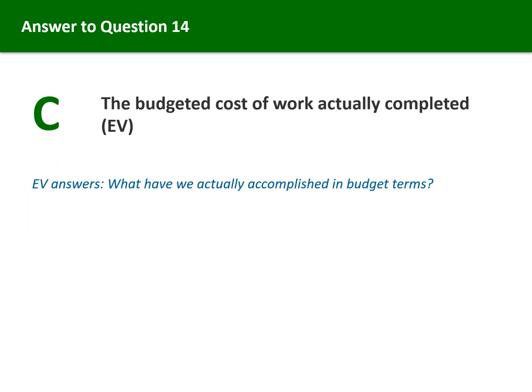The correct answer is C. Earned value, abbreviated EV, represents the budgeted cost of work actually completed. It answers the question, what have we actually accomplished, measured in budgeted cost terms? The critical insight from Eileen Ellis is that earned value always comes first in EVM formulas because it represents what you actually accomplished. EV is compared to PV to assess schedule performance and to AC to assess cost performance.